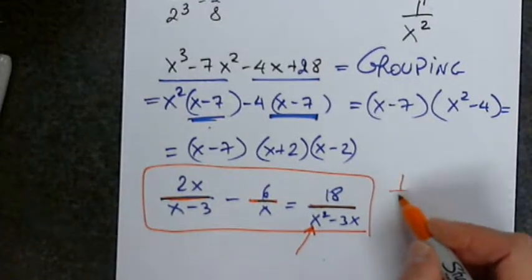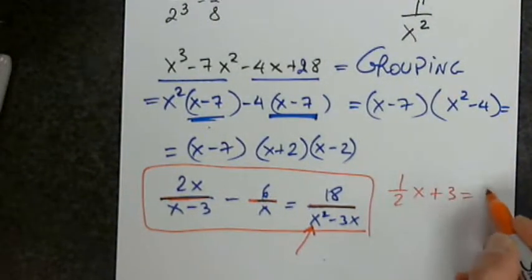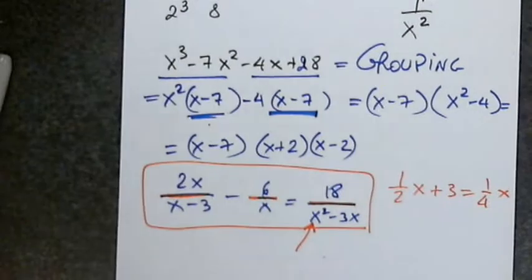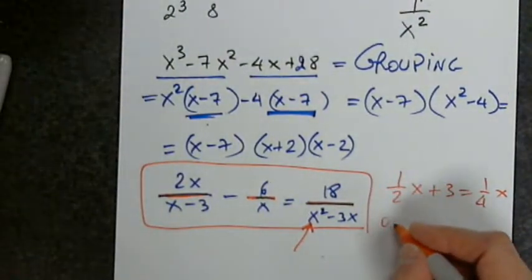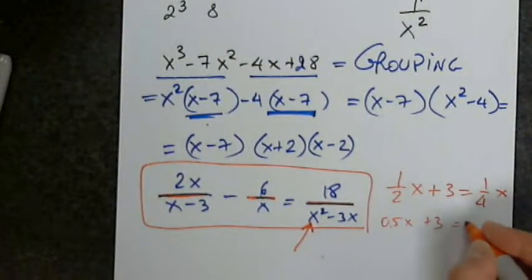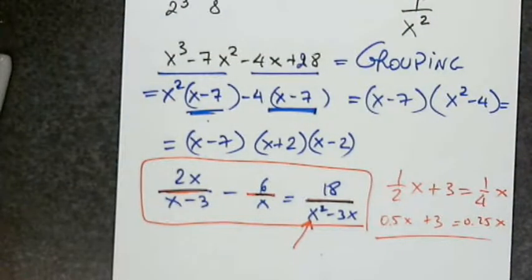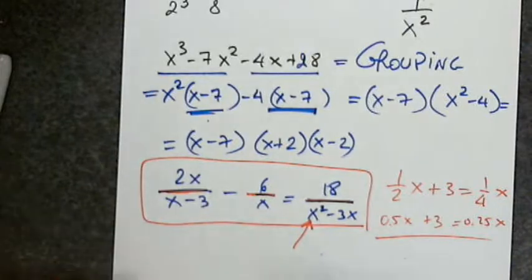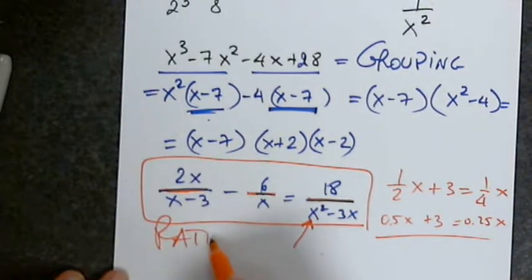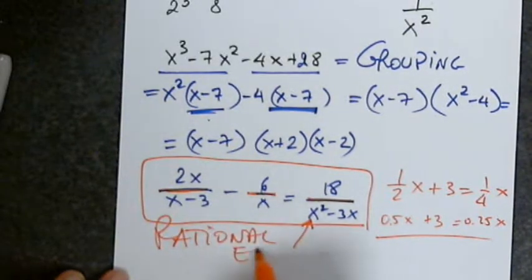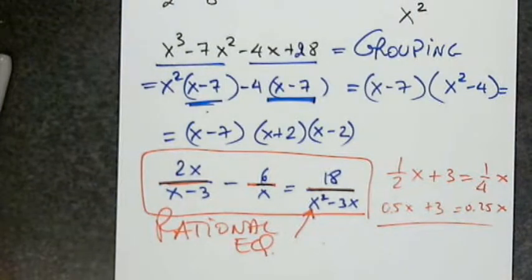This is not a rational equation. This is a linear equation. It's 0.5x plus 3 equals 0.25x. This is not a rational equation. It doesn't have x in the denominator. But this one is. It's a rational equation. Good. So let's work on this.